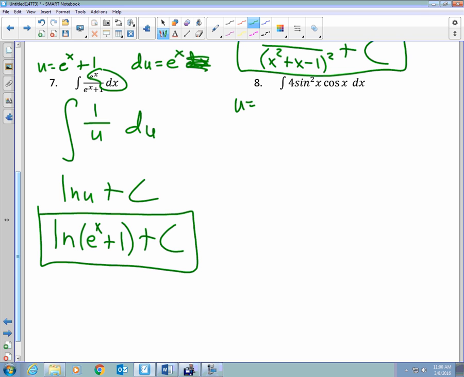Okay, this one. Should u be sine of x or cosine of x? Because the derivative of sine is cosine, the derivative of cosine is negative sine. Which one do I choose? Why?